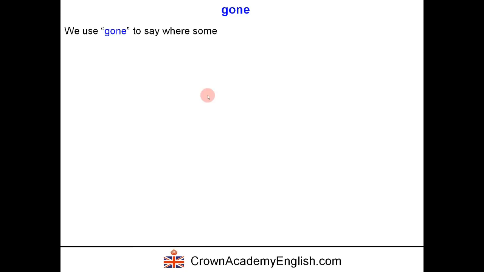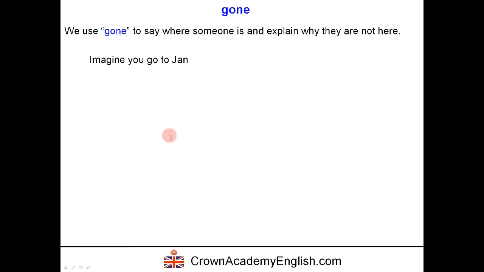So, when do we use gone then? Well, we often use gone to say where someone is and to explain why they are not here. So, here is an example situation. Imagine that you go to Jane and Mark's house. Jane and Mark live together. They have a house. You go to the house and you ask to speak to Mark.